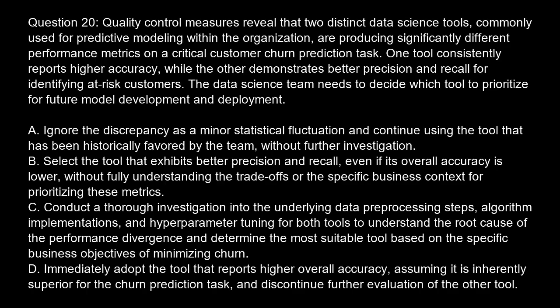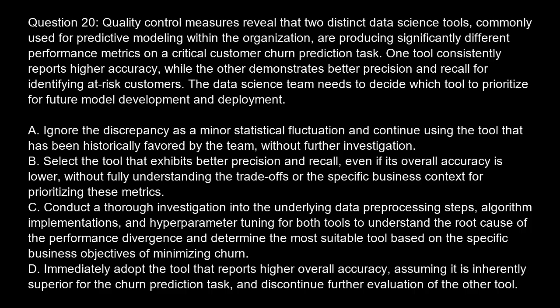initiative. Question 20. Quality control measures reveal that two distinct data science tools, commonly used for predictive modeling within the organization, are producing significantly different performance metrics on a critical customer churn prediction task. One tool consistently reports higher accuracy, while the other demonstrates better precision and recall for identifying at-risk customers. The data science team needs to decide which tool to prioritize for future model development and deployment.